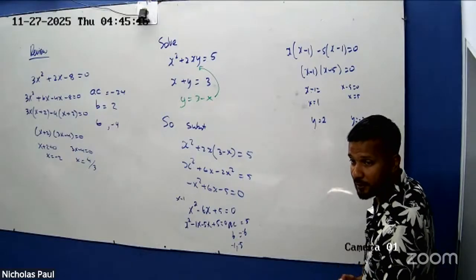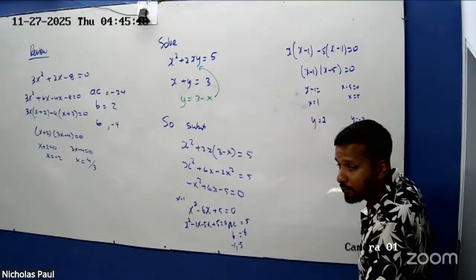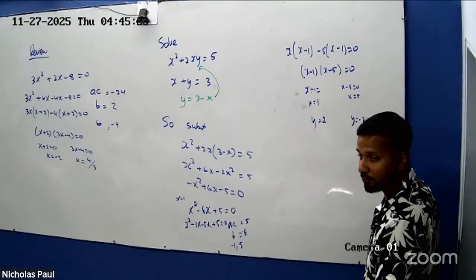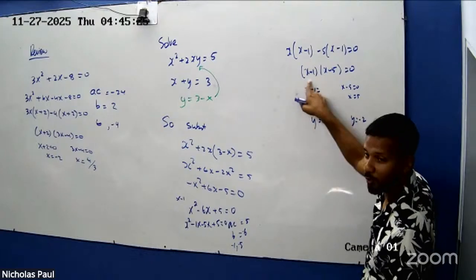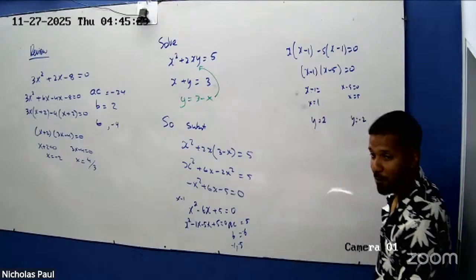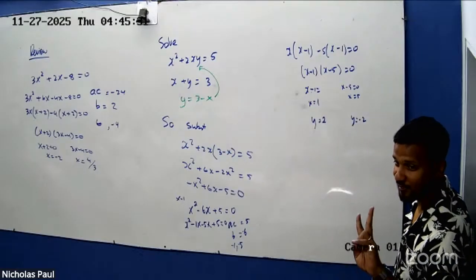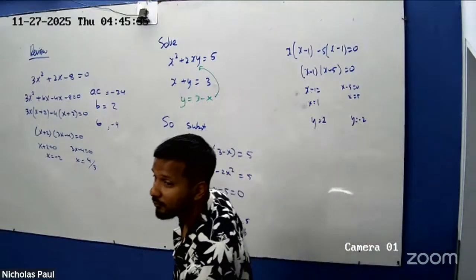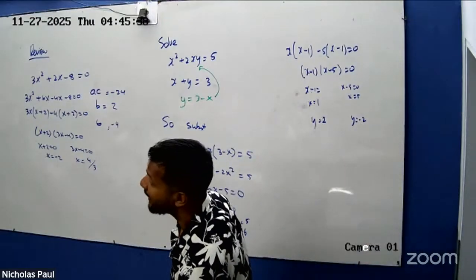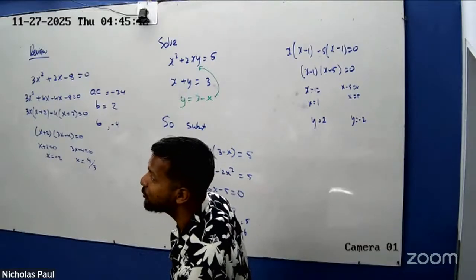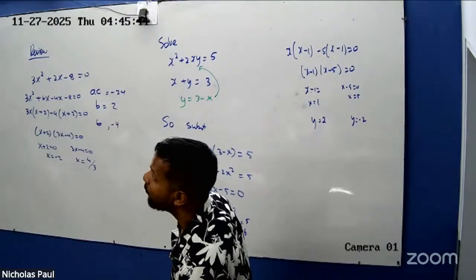Because we have 2 values for x now. We solved a quadratic. Remember, when you solve a quadratic, you'll get 2 values. I'm just saying if x has two values, then y should have two values.